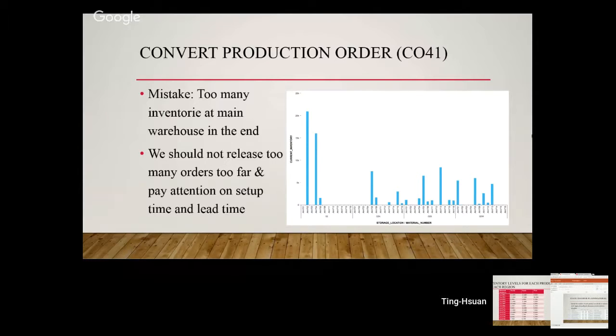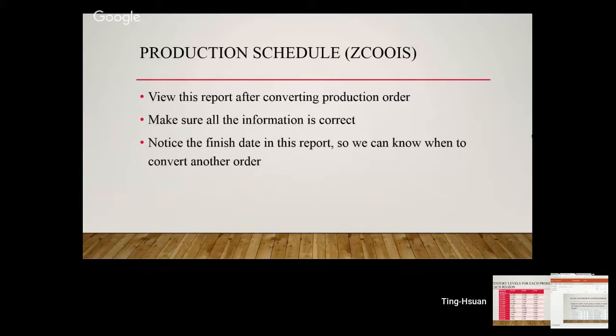During this manufacturing game, we made a mistake in production. We had too many inventories at the main warehouse in the end. As you can see in this picture, we have a lot of product F02 and F04 in our warehouse. To avoid this kind of situation, we should not release too many orders too far in advance because we cannot change our mind or reorder the production schedule. In addition, we should pay more attention to the setup time for production and the lead time for transportation as well. The next part for production is production schedule.